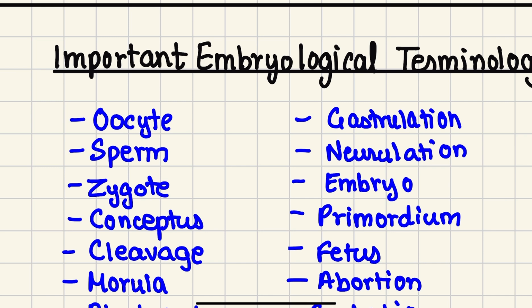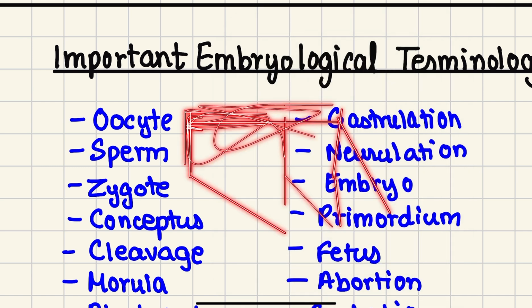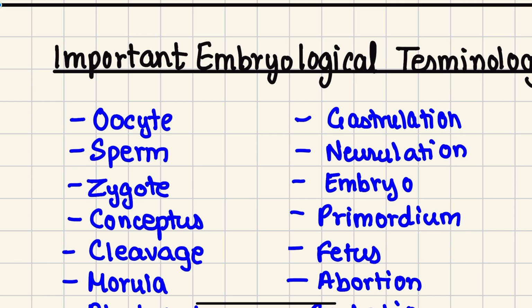Oocytes are the female germ cells or sex cells produced by the ovaries. This is the female and this is the male sex cell. The female sex cell is called the oocyte. The mature oocyte is called the secondary oocyte. Now sperm is the male germ cell produced by the testes. The oocytes are produced by the ovaries, as we all know, and the sperms are produced by the testes. We will be going a little more in depth for them in the next chapter.